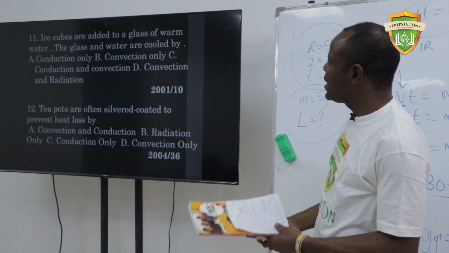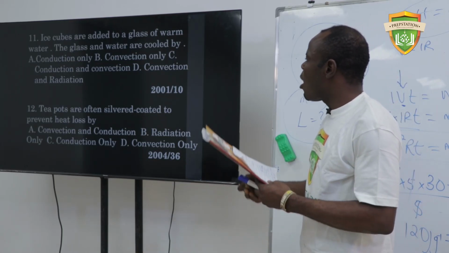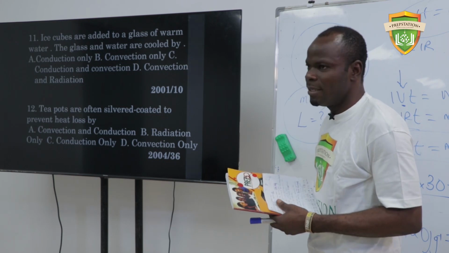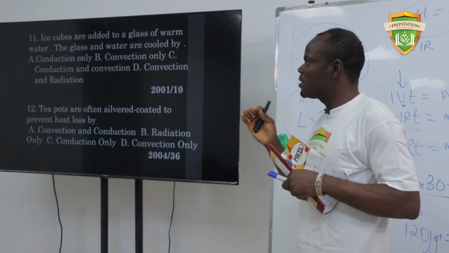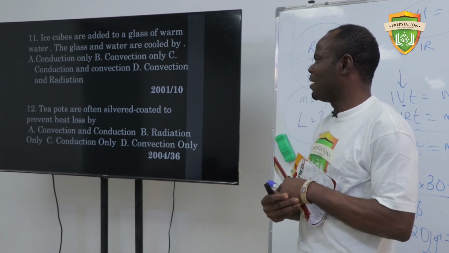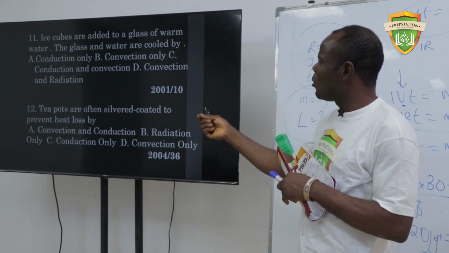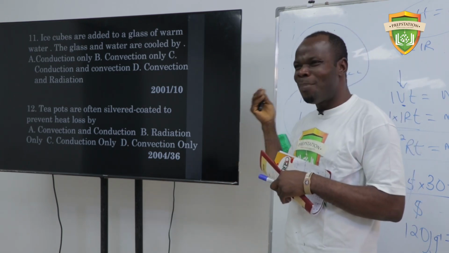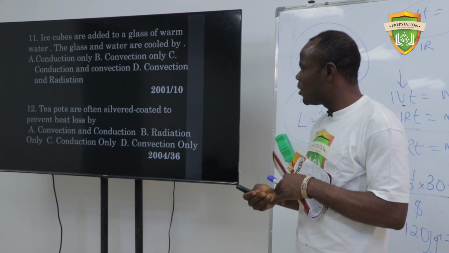Question 12. It said teapots are often silver coated. If you notice it, teapots are often silver coated. Why? To prevent heat loss by what? These are applied questions. Is it convection and conduction?